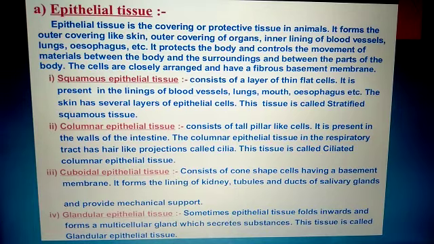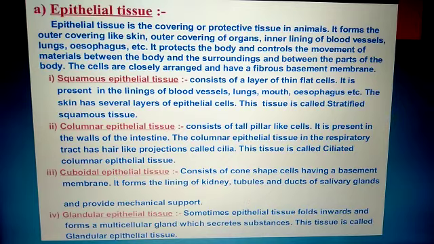Then the third one is cuboidal epithelial tissue, because the cells have a cube-like shape. It consists of cube-shaped cells having a basement membrane. It forms the lining of kidney tubules and ducts of salivary glands and provides mechanical support.